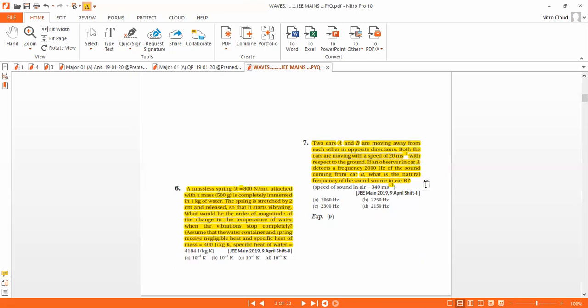Here we can see both the cars are moving in opposite directions. Let us consider, suppose this is car A, and here it is car B. Both are moving away from each other in opposite directions, like this. I will consider this as the speed of car A and this as the speed of car B. Both the cars are moving with speed 20 meter per second.